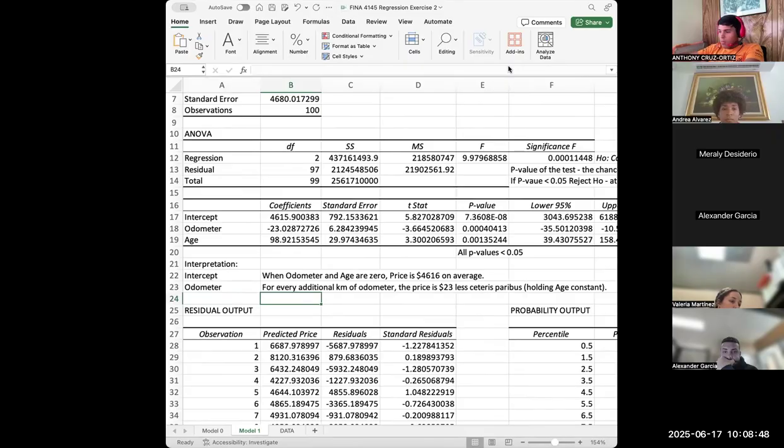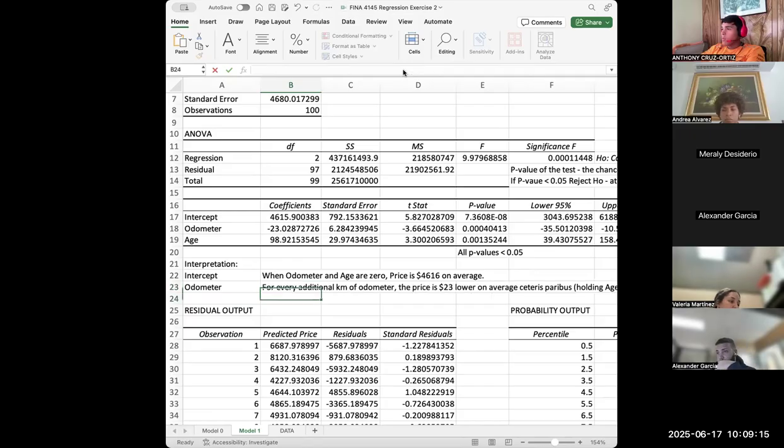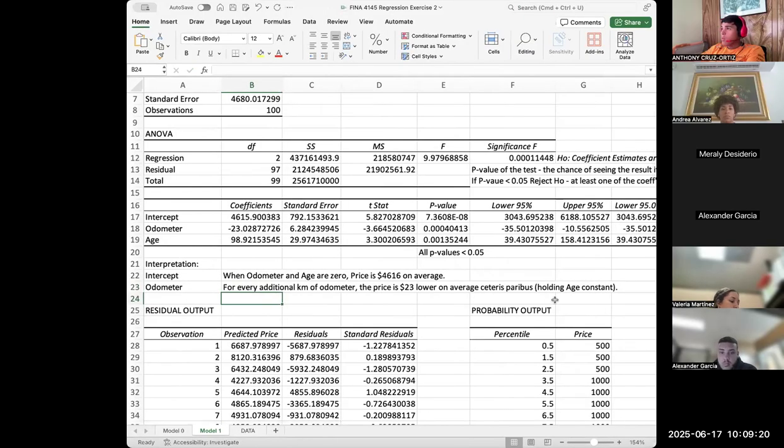So if age is 10, and this is like on average, right? Because it's probably not exactly going to be 23, but on average. I'm going to say lower on average, ceteris paribus, holding age constant. So we use the term ceteris paribus, or holding all other variables constant. That's what we say.